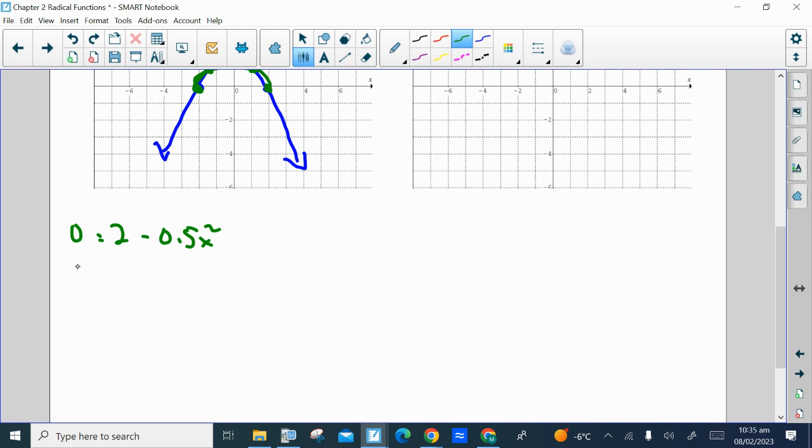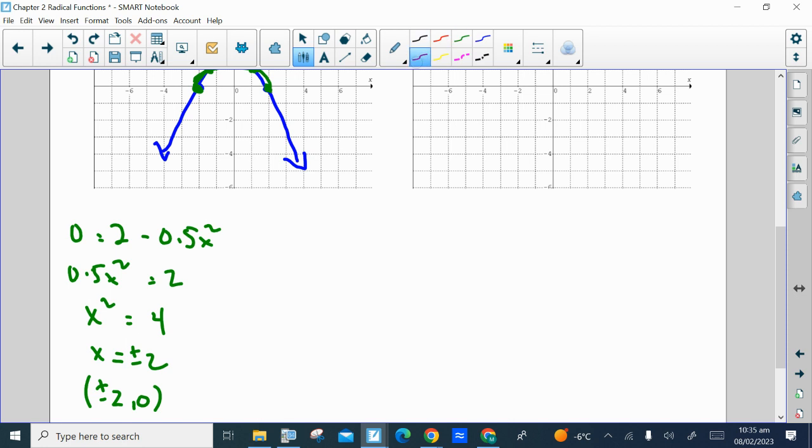If you add the 0.5x squared to both sides, divide both sides by 0.5, and in fact, we actually already did this when we found the x-intercepts of the original graph. This is what we did. So the invariant points were at plus and minus 2, 0.